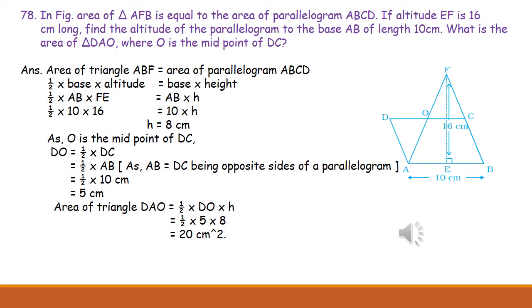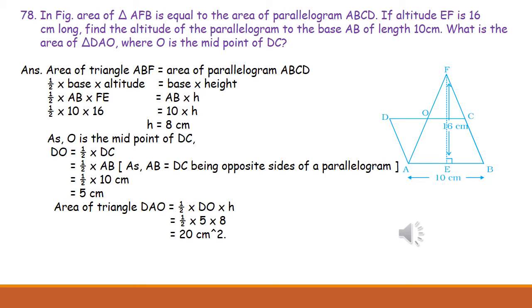In the given figure, in 78th sum, the area of triangle ABF is equal to the area of parallelogram ABCD. If the altitude EF, altitude means height, that is EF, is 16 centimeter long, find the altitude of the parallelogram to the base AB of length 10 centimeter. What is the area of triangle DAO, where O is the midpoint of DC? Now, area of triangle ABF, that is the large triangle, is equal to area of the parallelogram ABCD. It is given in the question.